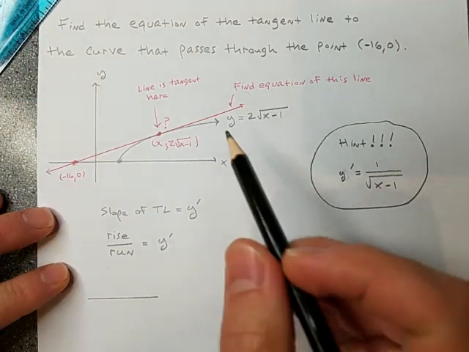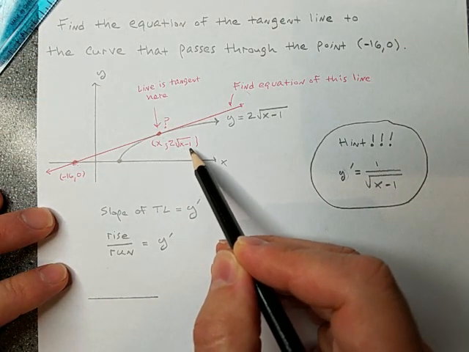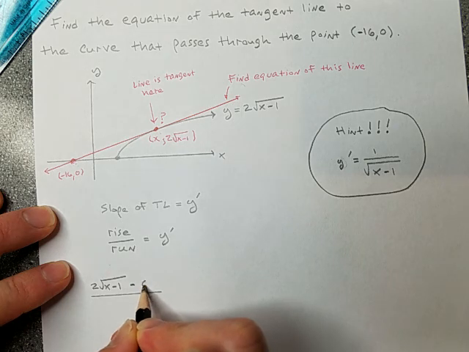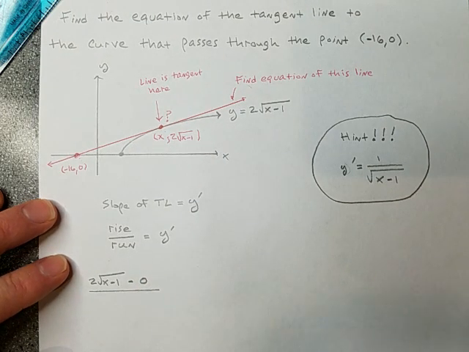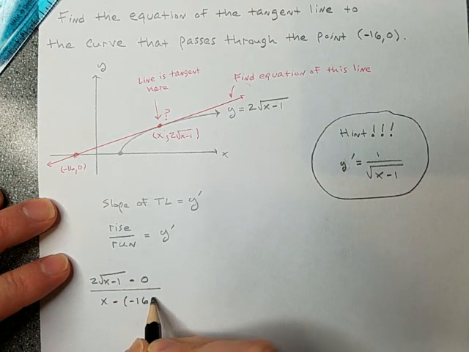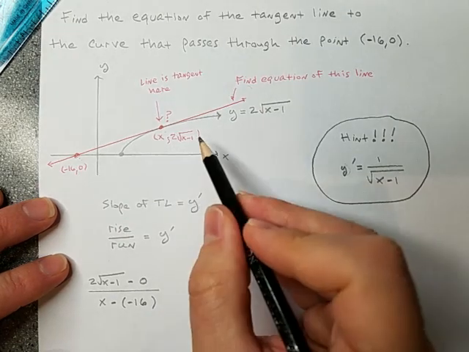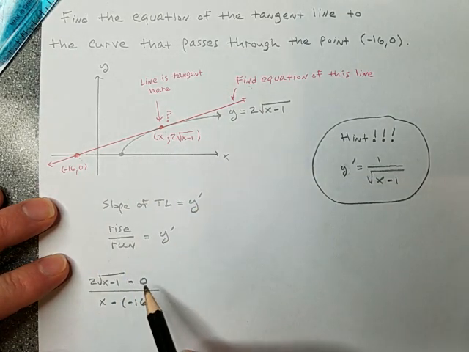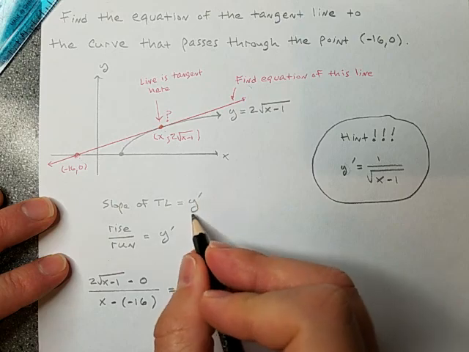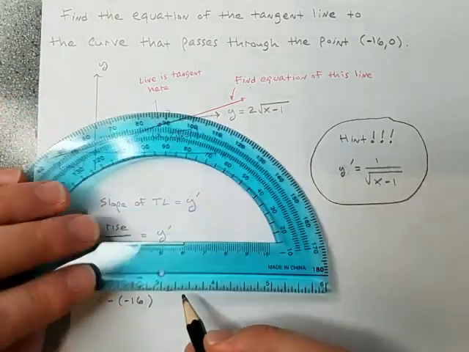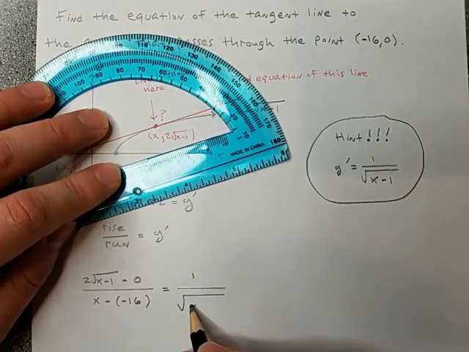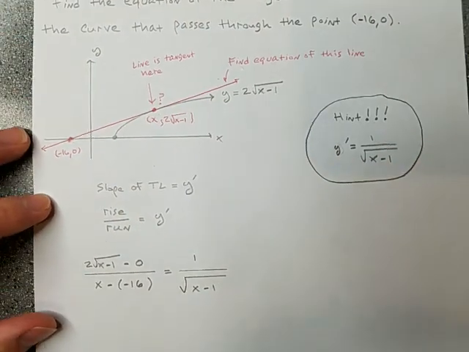All right. Let's see. 2 root x minus 1 minus 0. Okay. x minus negative 16. All right. So y2 minus y1 over x2 minus x1. And then that's going to be what? That's going to be y prime. But I told you what y prime is. When you're doing a problem like this later, you'll have to find y prime according to the rules for finding it that we've been learning about.